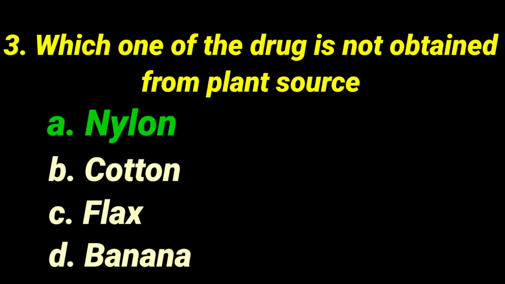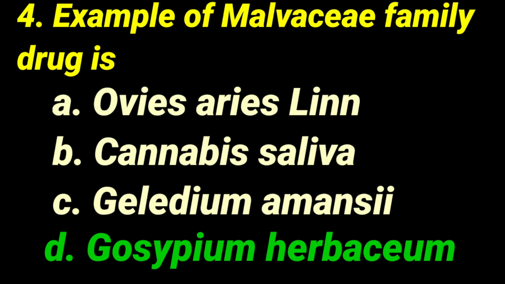Cotton, Gossypium herbaceum, Malvaceae family. Flax, Linum usitatissimum, and banana, from the Musa paradisiaca plant. Then question number 4: an example of a Malvaceae family drug is dash.